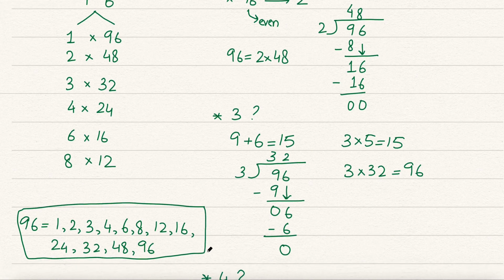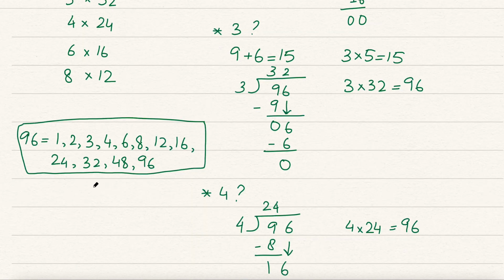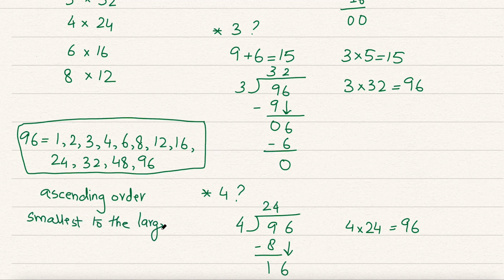Always remember that you need to write the factors in the ascending order. That means you need to start from the smallest to the largest. So you can see that the numbers are not written randomly. They're written from the smallest and they go up to the largest.